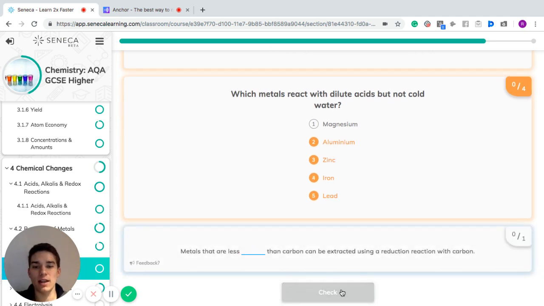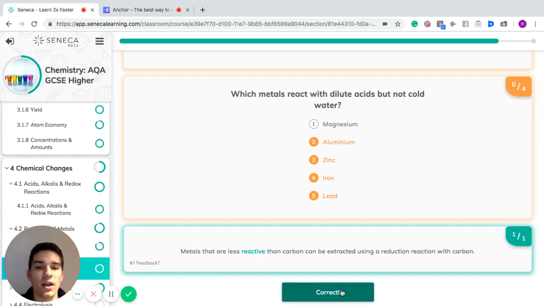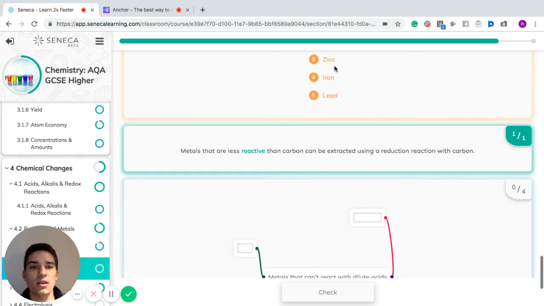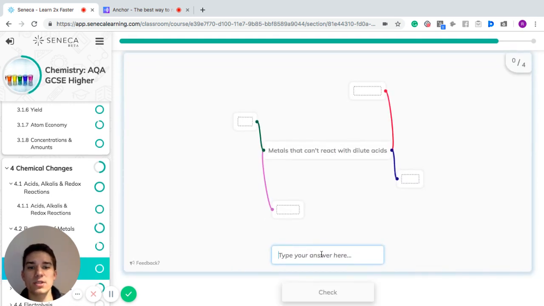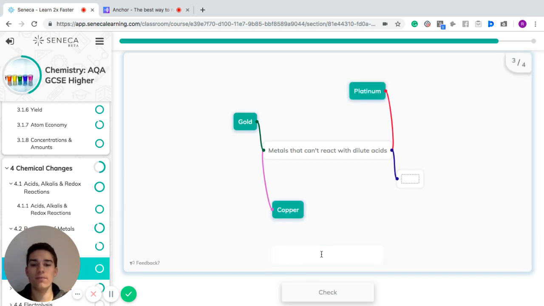Metals that are less reactive than carbon can be extracted using a reduction reaction with carbon. And some of those metals that can't react with dilute acids again. So we've got gold, platinum, copper, and silver.